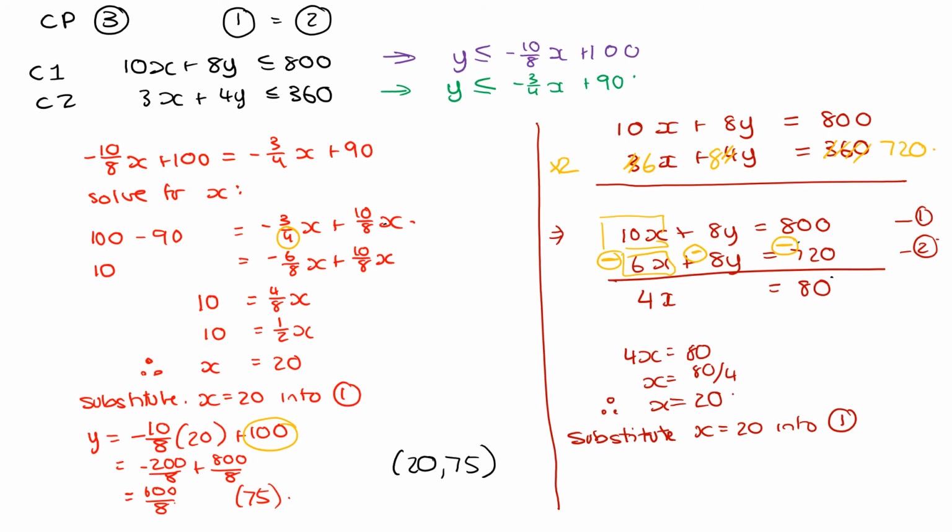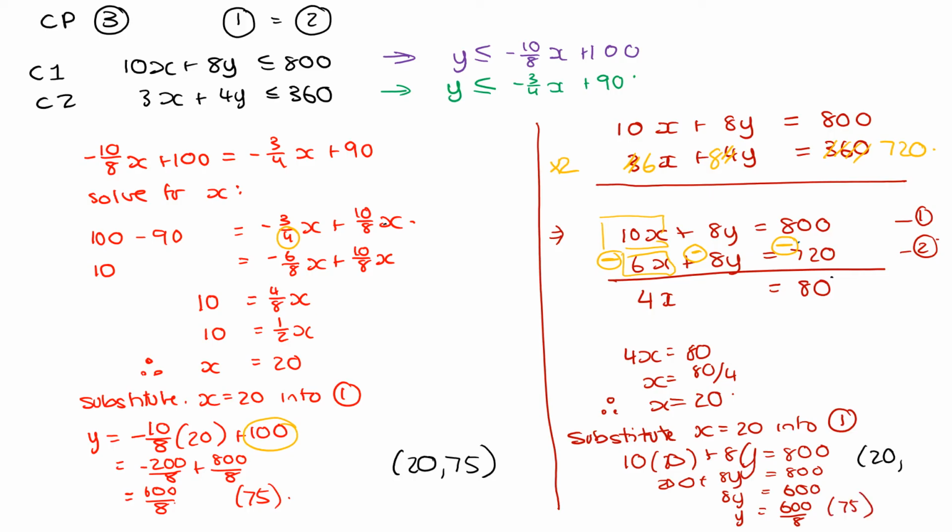And my 1 here, I can use this: 10 times 20 plus 8 times y is equal to 800. 10 times 20 is 200, so we have 200 plus 8y is equal to 800. So you have 8y is equal to 600. That's 800 minus 200 gives you 600. So y is equal to 600 divided by 8, which we know is 75. So again, we have that corner point coming out of 20 and 75.